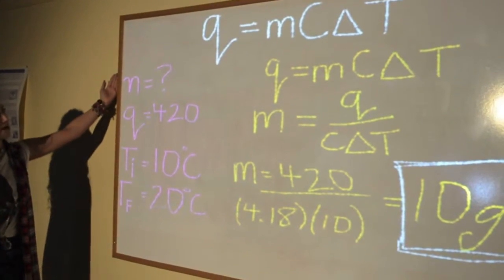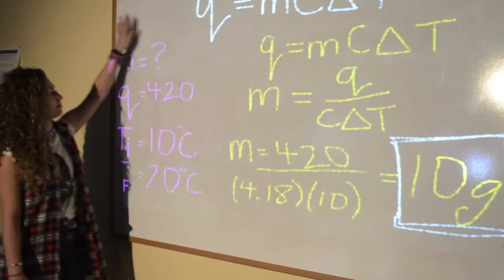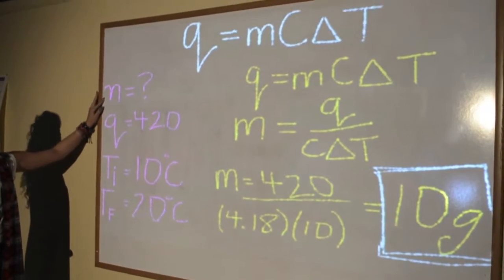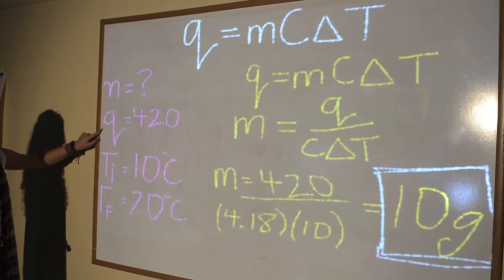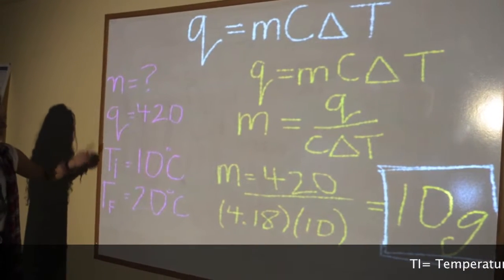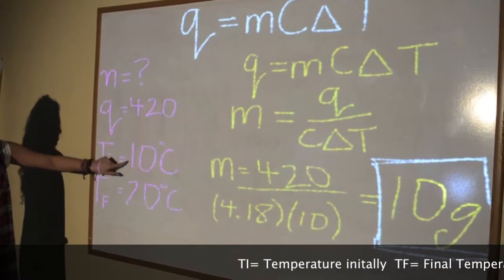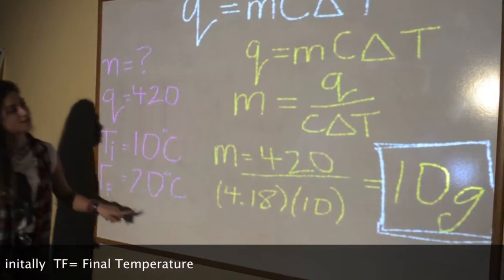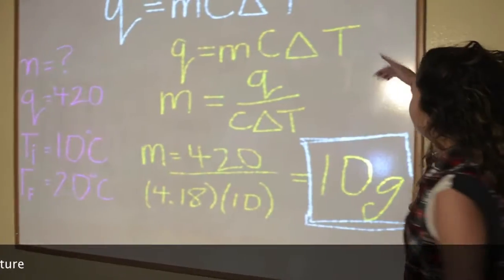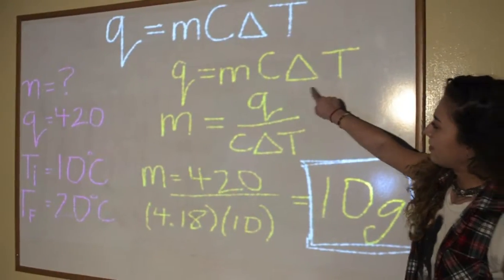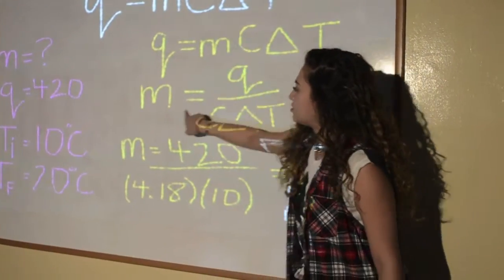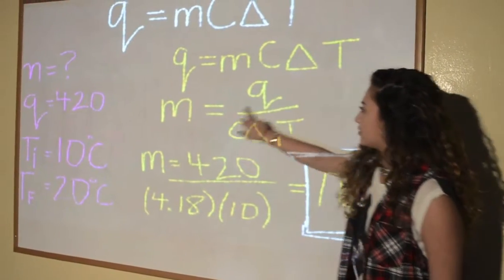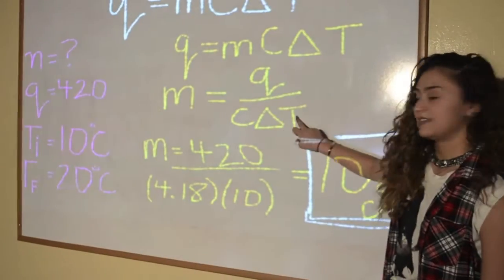Here is the equation. So you have Q equals MCAT. First, I would identify all the values given. So the question is asking us for what the mass is. Q represents heat, and it gave us 420. The temperature initially was 10 degrees Celsius, and the final temperature was 20 degrees Celsius. Now, you plug in your values, but since we are finding mass, you have to isolate it to one side of the equation. So, your next equation would be M equals Q divided by C delta T.